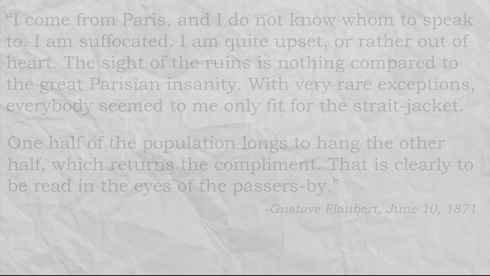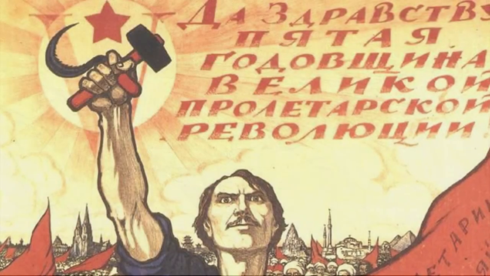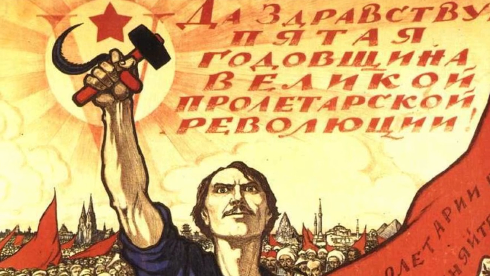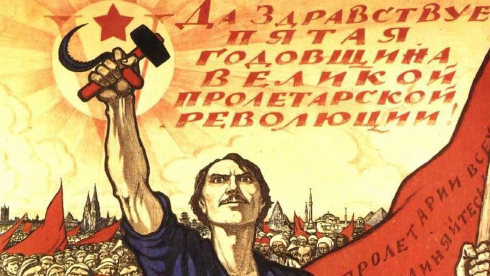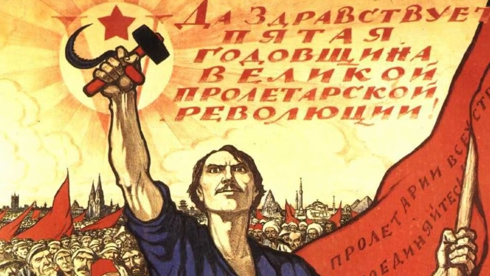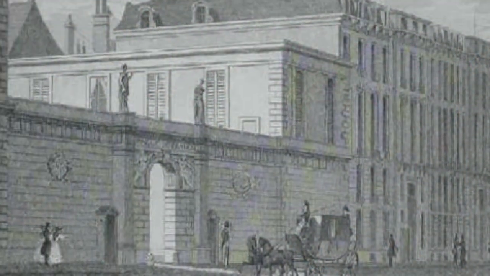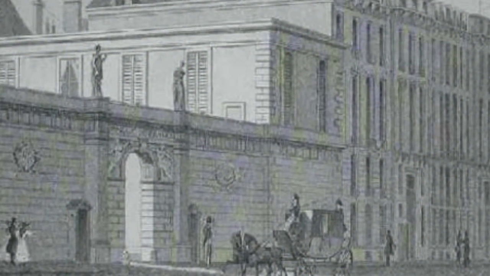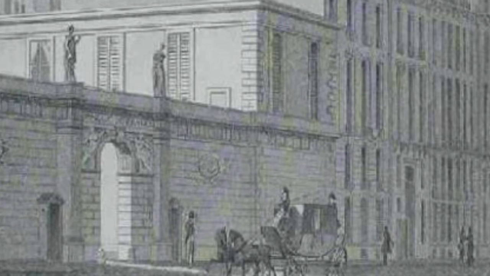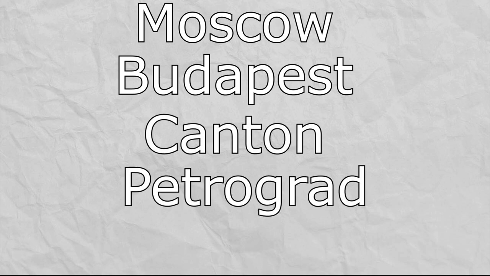Within the socialist and communist community, there was a lot of praise for what the Paris Commune did, with many seeing it as the first major step to a worldwide revolution, but it was often criticized for not seizing the bank's funds and opting to take loans from it instead. In the following decades, there would be similar uprisings across the world in Moscow, Budapest, Canton, Petrograd, and Shanghai.